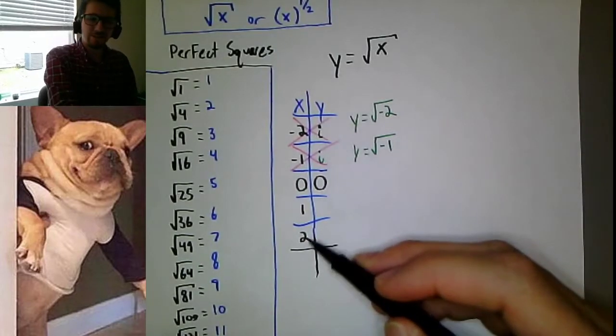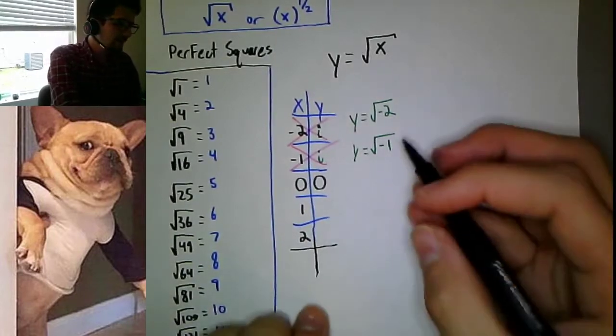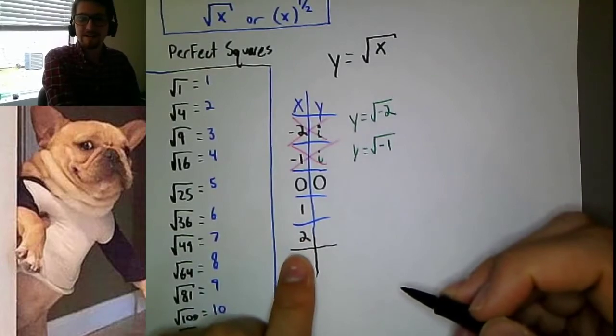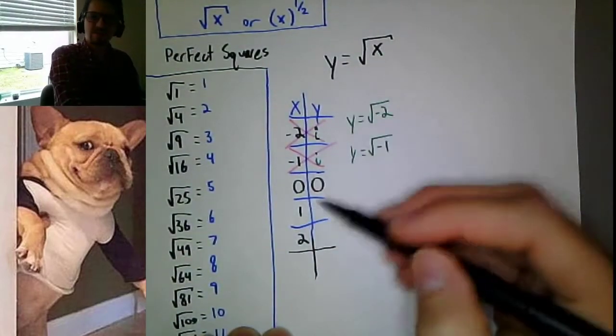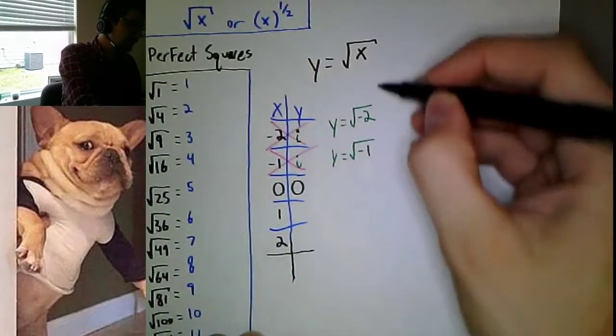And just to give you a little heads up, taking the square root of 1 is easy. Taking the square root of 2 is not. In other words, we're not going to use this table. Okay? So let's start over.